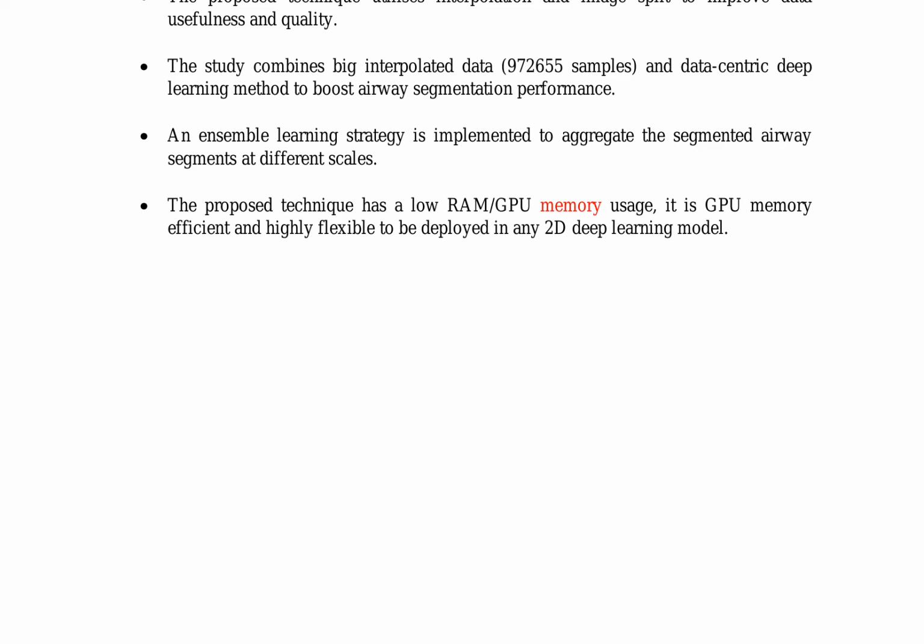Combining large interpolated datasets, 972,655 samples, with a data-centric deep learning method boosts airway segmentation performance. An ensemble learning strategy is also implemented to aggregate segmented airway segments at different scales. Notably, the proposed technique exhibits low RAM and GPU memory usage, making it memory efficient and highly flexible for deployment in any 2D deep learning model.